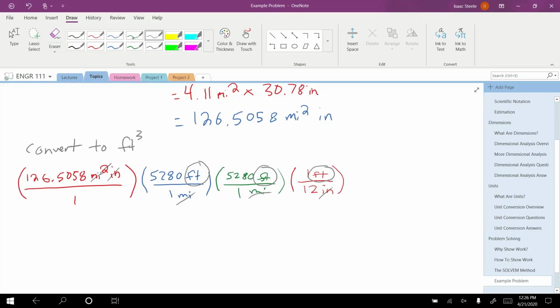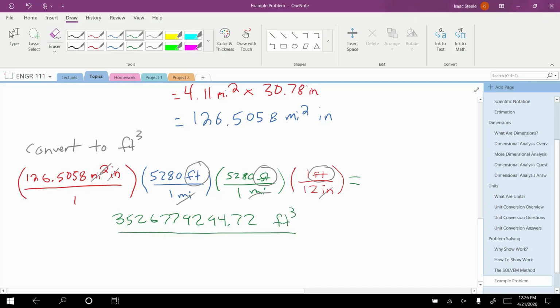So what I have now, when I go ahead and multiply this across, is a really, really large number. I don't have enough room to write it here, so I'm going to write it underneath. I get 3,526,779,294.72 on the top, with feet cubed, all over 12. I don't have any units on the bottom. It's just over 12. And again, I like to show all of my steps. I just multiplied my top, I multiplied my bottom. That means I still have a fraction.